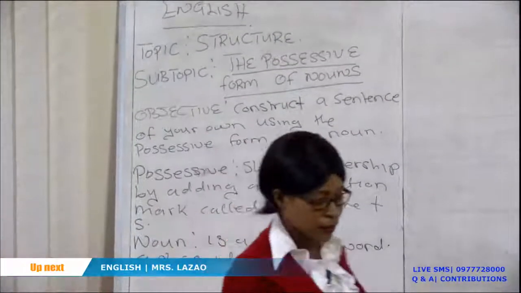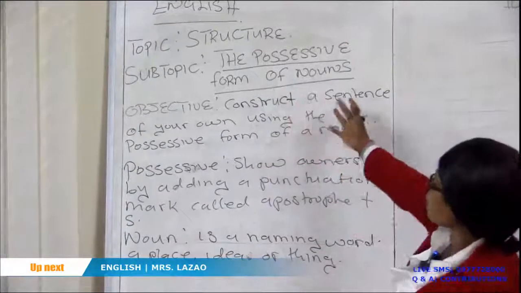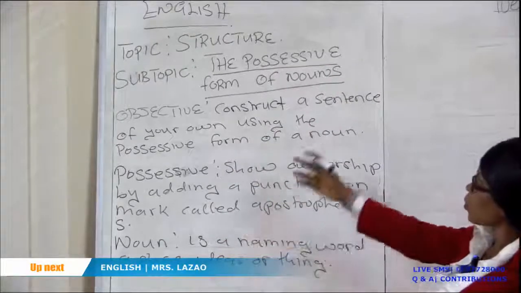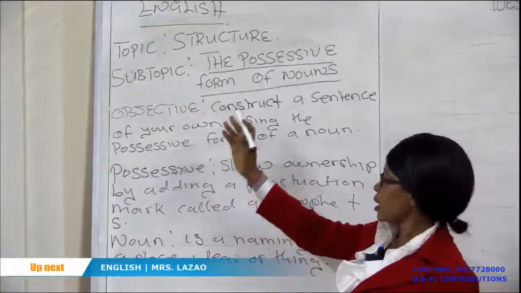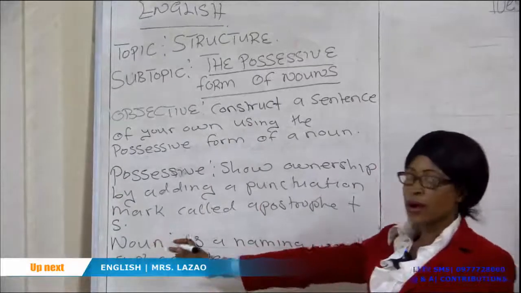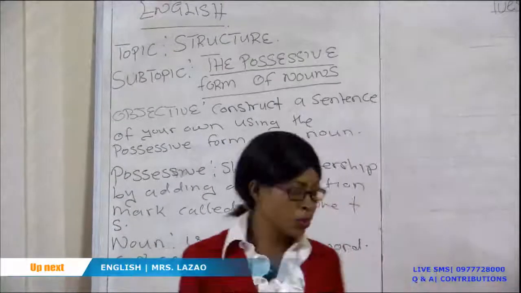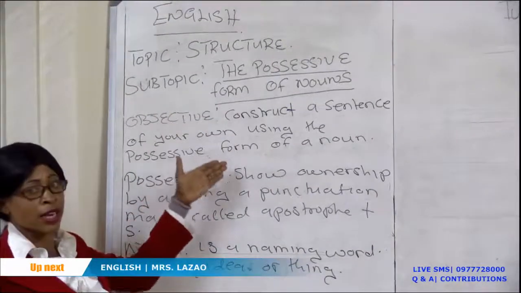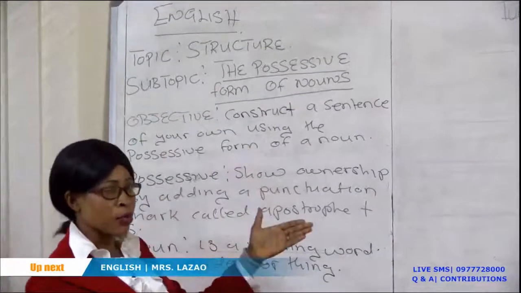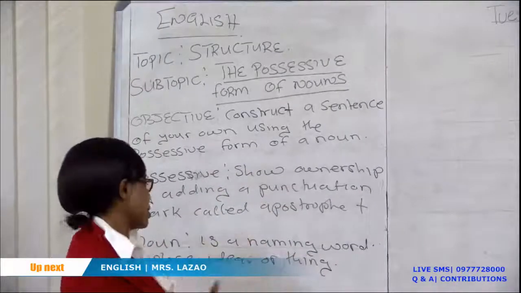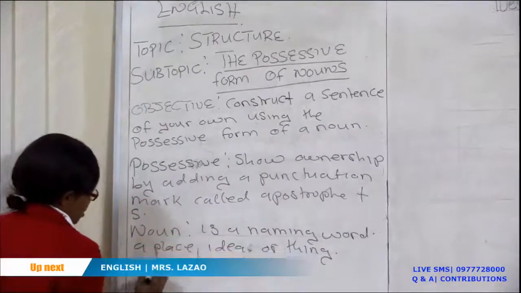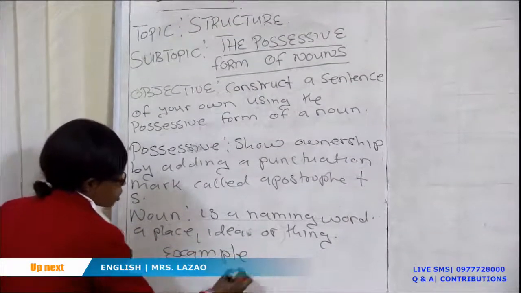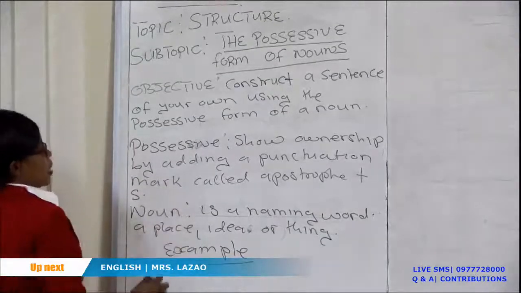Let's hope you are following. Okay, we have defined possessive. We have defined a noun, so we now know what possessive means. We now know what a noun is. Okay, we continue. For us to understand more about the possessive form of a noun, we'll look at examples.